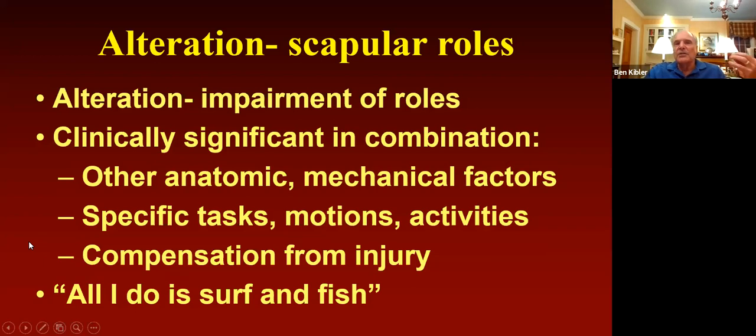Remember, this is an impairment of roles. It becomes clinically significant in combination with other factors: injuries, biomechanical problems, specific tasks or motions such as repetitive pushing or pulling, lifting, throwing a ball. I had one of my colleagues who said, look, Dr. Kibler, I've got scapular dyskinesis. Why do I not have shoulder injuries? I said, Joe, what do you play? He says, I surf and I fish. So he's probably not going to have problems with his scapula because he's not getting his arm into those positions.